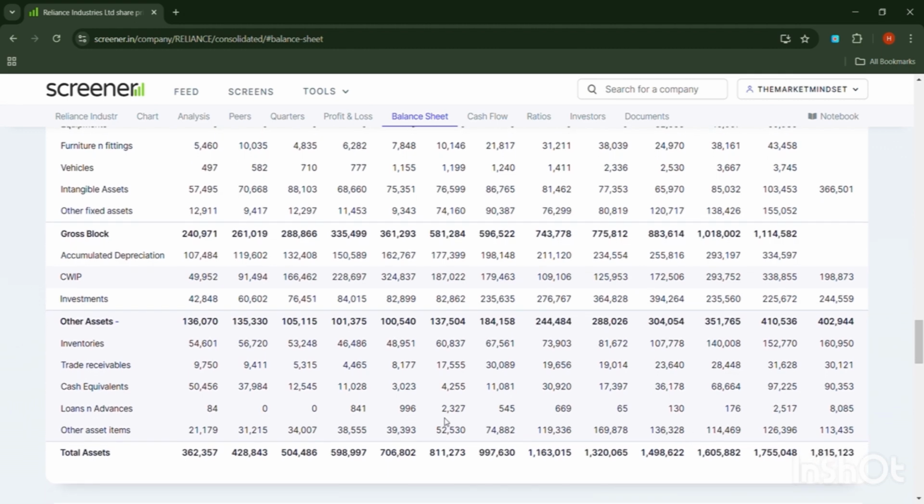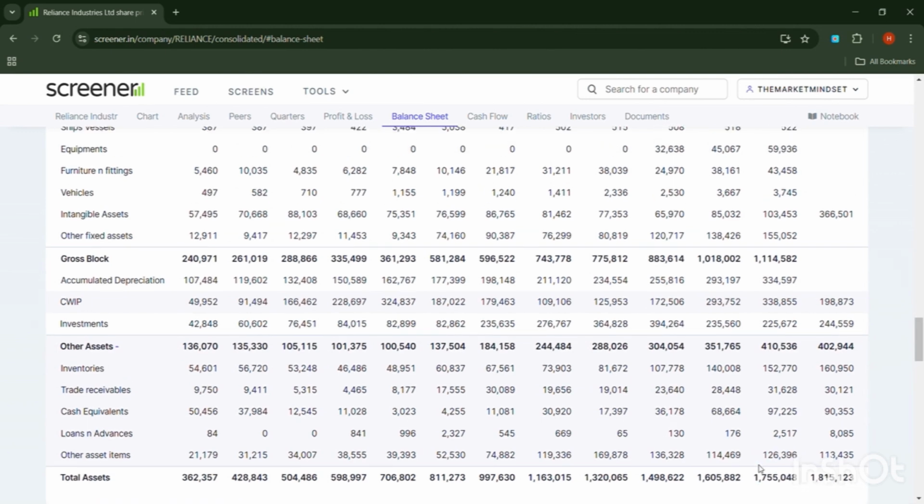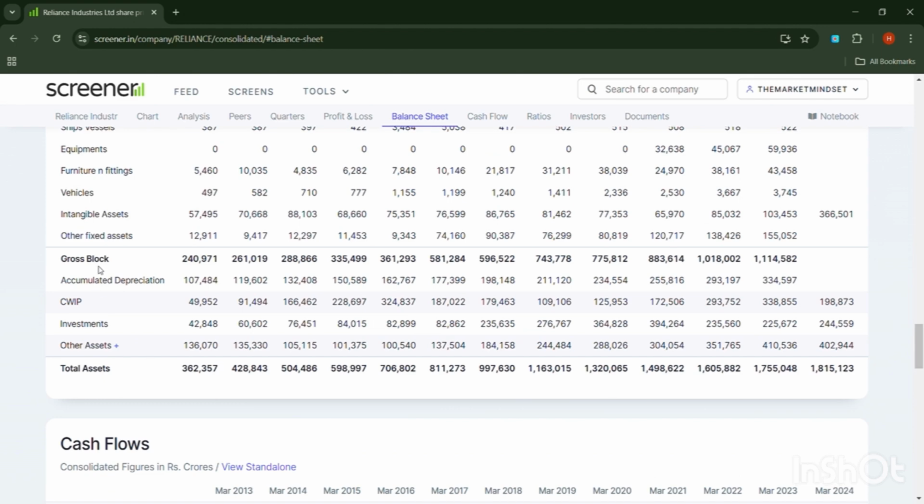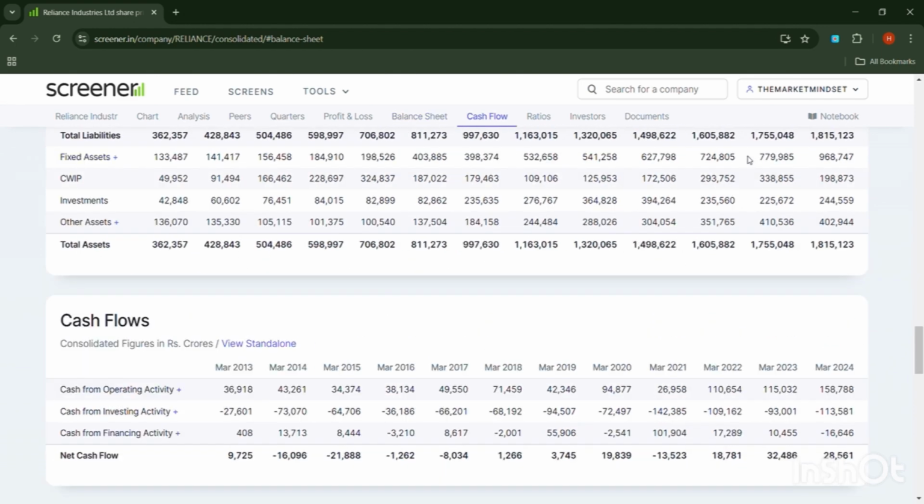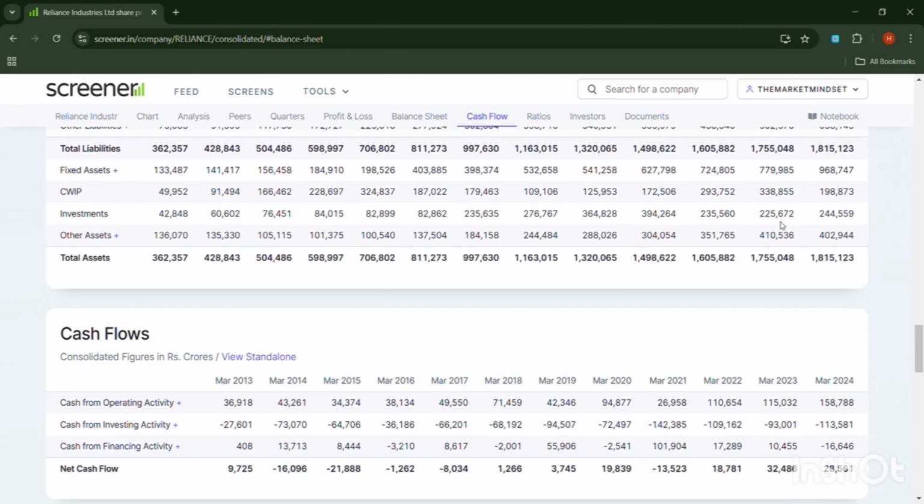Next is other asset items. Other asset items are basically miscellaneous assets like deferred tax assets, prepaid expenses, or non current investments. The ideal trend for other asset items depends on the business expansion and strategic investments. Next is the total asset, which is the sum of all the particulars in the asset section, that is fixed assets with CWIP, investments and other assets. You will get the total assets.